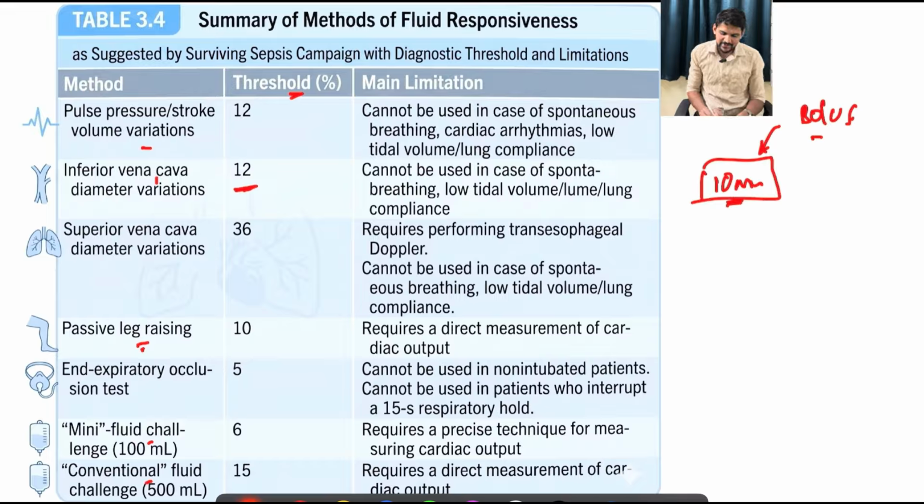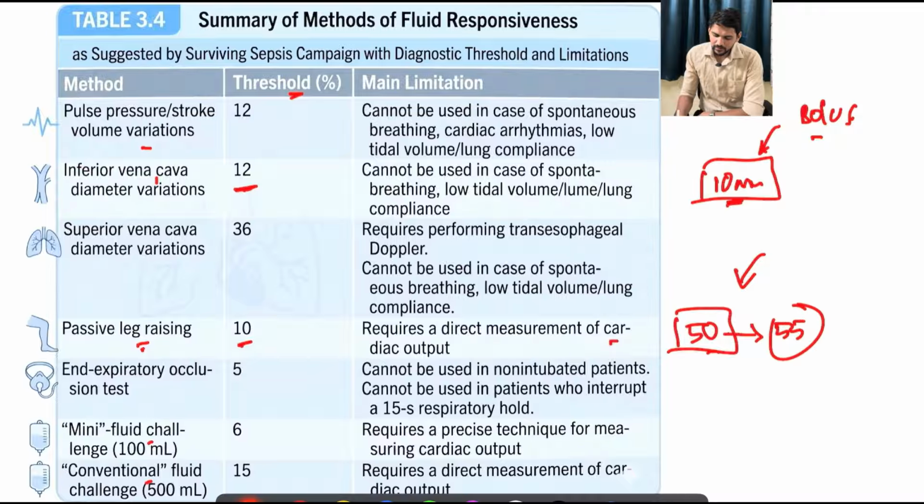For example, passive leg raising. See, we have seen cardiac output through focused ultrasound. Suppose it is, for example, 50. Just for example, I am taking a number 50. So once we give the fluid, there should be a 10% threshold, that is a change by 10%. So 50, 10% will be 5, right? So there should be a change of cardiac output to 55. This will indicate the individual will respond to fluid therapy. Otherwise, we should stop pushing excessive fluids.